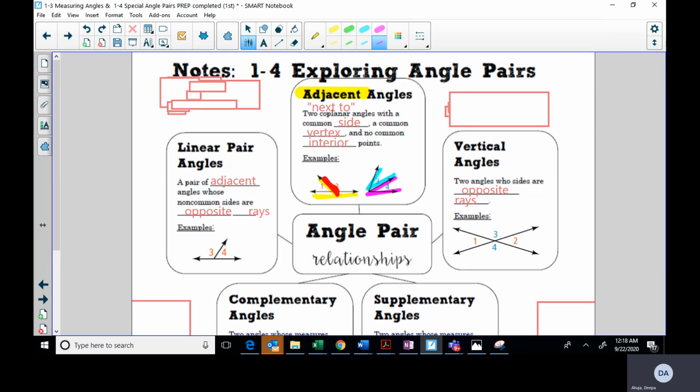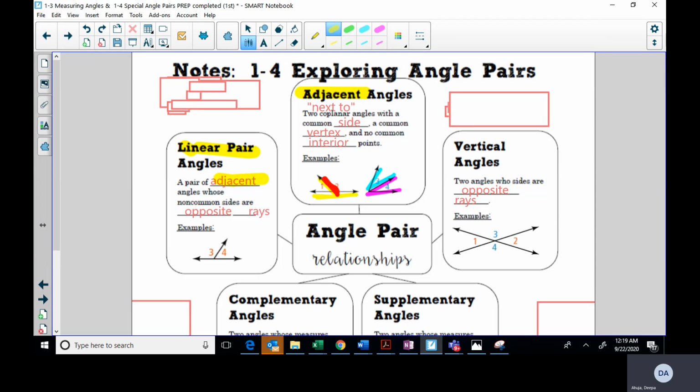Now, let's come to another very important type of angles for this semester, linear pair angles. What are linear pair angles? They are also one type of adjacent angles. If they are adjacent angles, they will have one common side, but their opposite non-common sides will form opposite rays. Let me simplify this for you. That means their non-common sides will form a line.